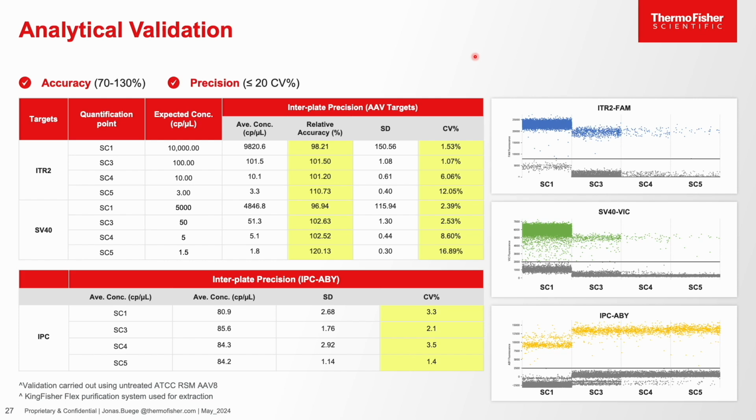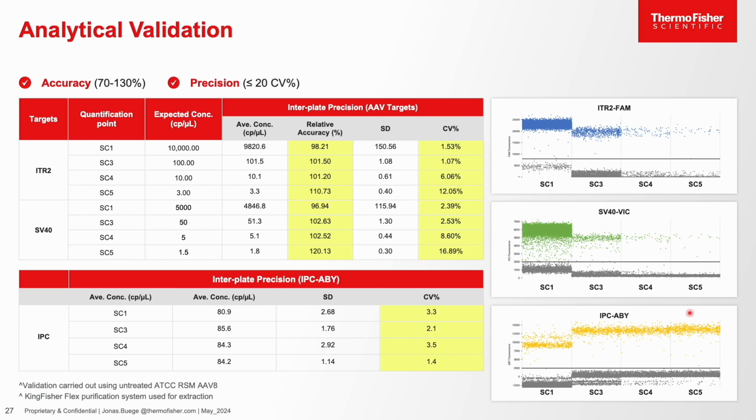The results of the assay demonstrated high accuracy and high precision across various quantitation points for both targets, ITR2 and SV40, as indicated in this table. This finding suggests that the assay exhibits high reproducibility when quantifying high viral samples, ensuring reliable and consistent results across multiple runs. Additionally, the internal positive control consistently provided readouts, making it a valuable tool to indicate any inhibition in the runs, in particular when working with samples containing complex matrices.